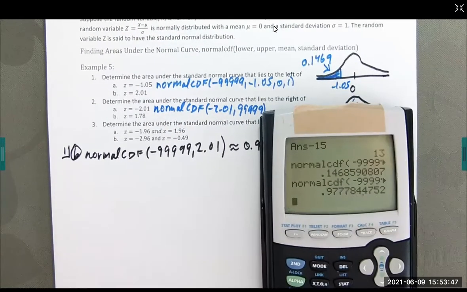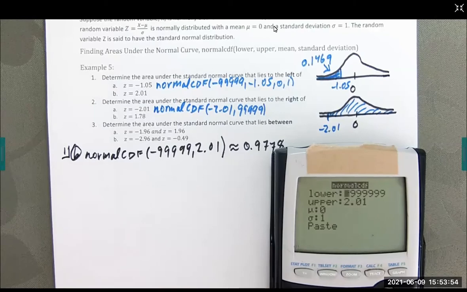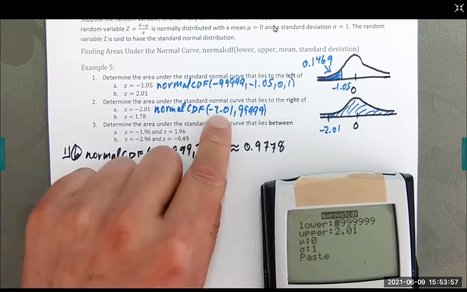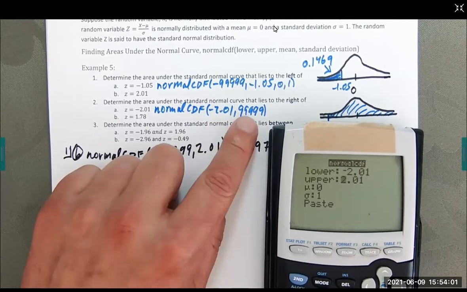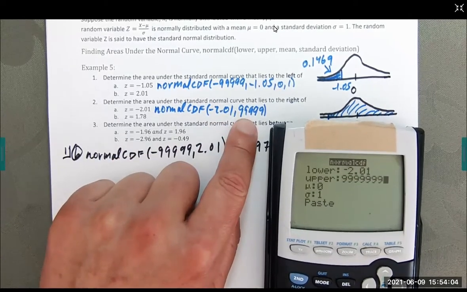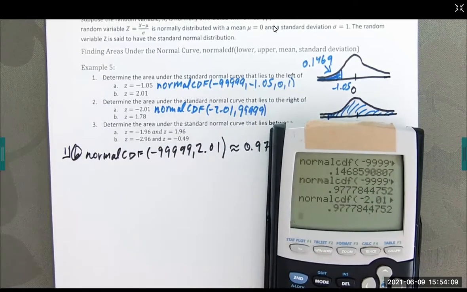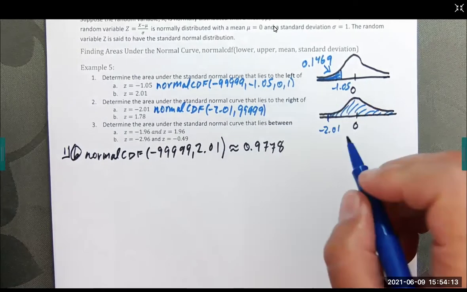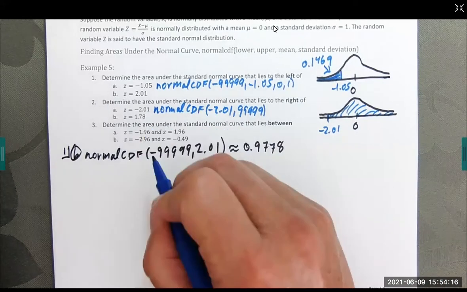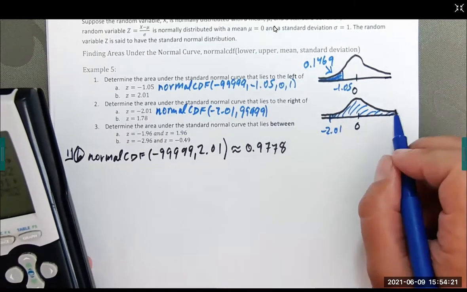All right. Now it's negative 2.01. And now we want a big positive number. You'll notice it's the exact same value. As it should be, right? This was 2.01. This is also 2.01. One was going left, the other one's going right, so we get the same value.